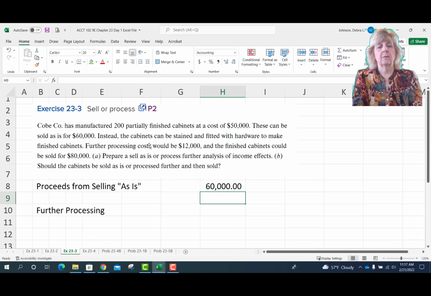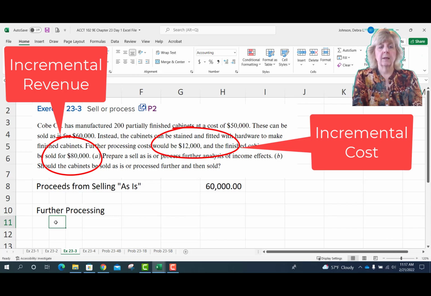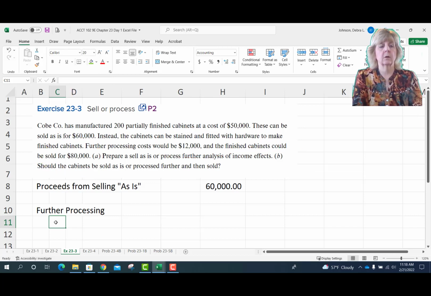Instead of that alternative, the cabinets can be stained and fitted with hardware to make them finished cabinets. Further processing costs would be $12,000, and the finished cabinets could be sold for $80,000. Okay, those are incremental revenues and incremental costs. They haven't yet occurred, so they're not sunk. They are avoidable if we decide to take just the money from as is. So they meet the definition of being relevant, and those two items will be used in our analysis.